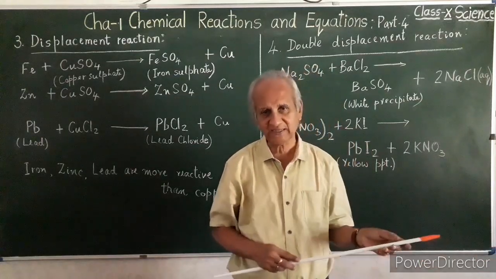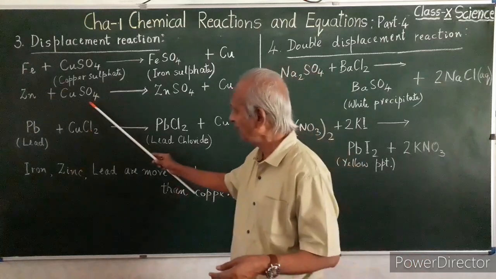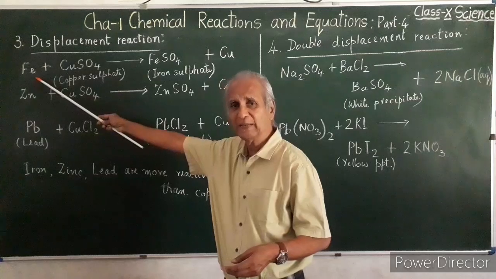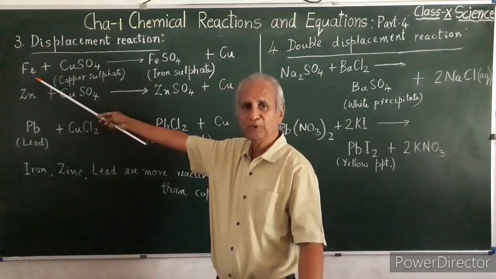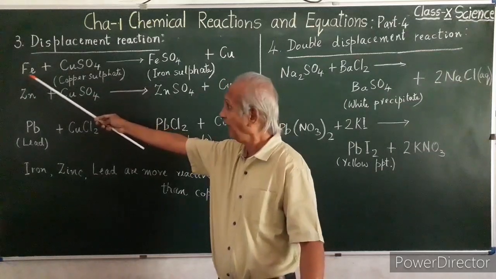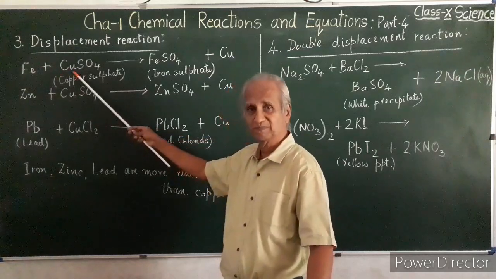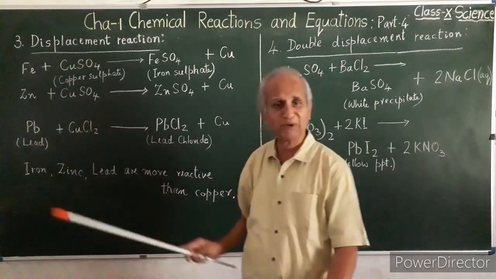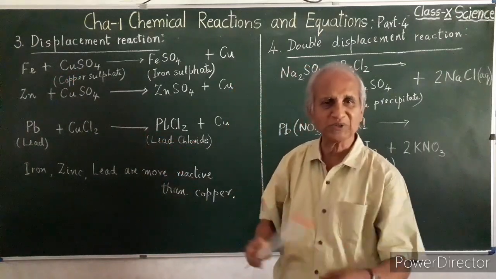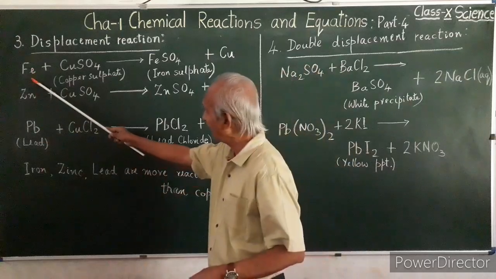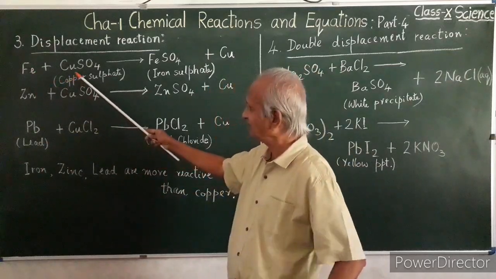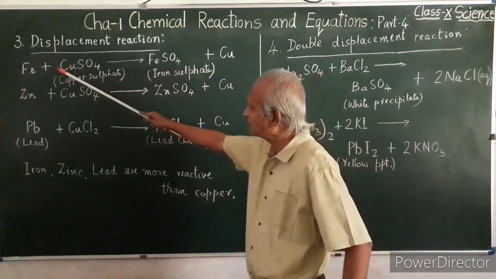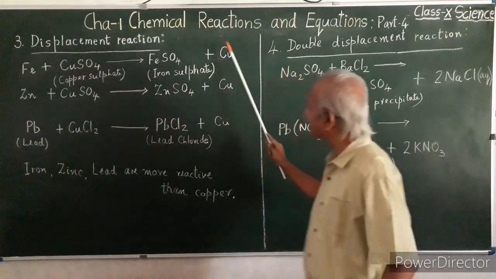Here in this reaction, one is copper sulfate, which had copper in it. The other one is iron. Iron is an independent, pure element. Iron is stronger than copper. Iron displaced copper from copper sulfate. It pushed it out. And iron occupied that place. So it became iron sulfate, and copper that got displaced, we see it separate here.